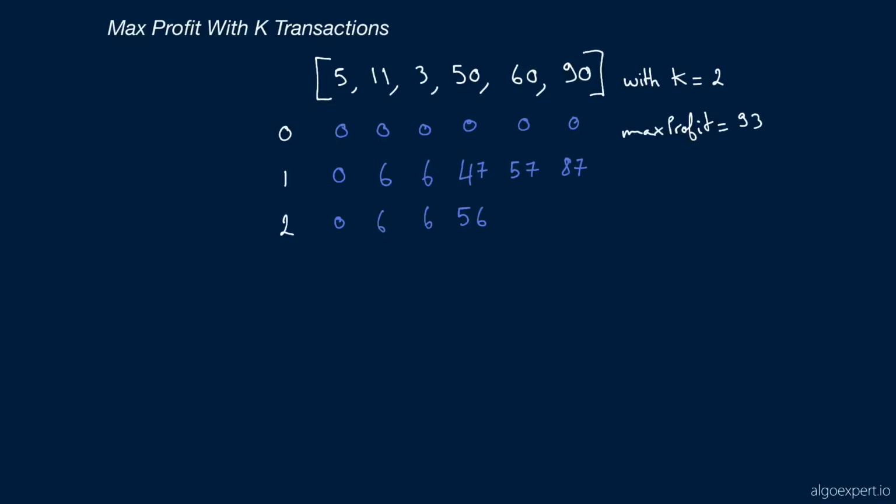Now we get to this guy here. So here, what could we do? Well, we could buy at 5 and sell at 50, and then buy at 50, sell at 60 or something. Or we could just do what seems to be the correct answer here, which is buy at 5, sell at 11, buy at 3, sell at 60. So now here we're going to have 63. Oh, and here this 56 should be a 53 if I'm not wrong. Okay, yeah, if I'm not mistaken.